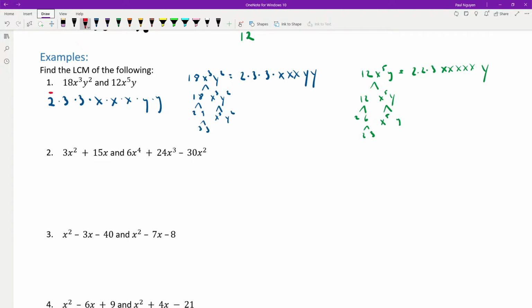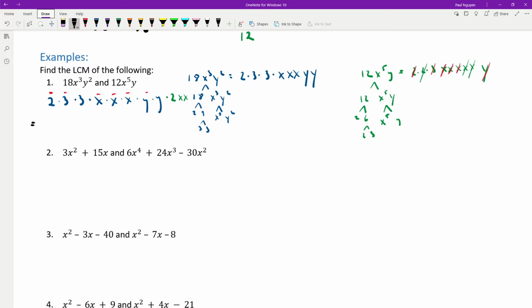Well, what have I already used? So for every one of these, I can cross out a maximum of those. In other words, here's a 2, here's a 3, here's another 3, here's an x, here's an x, here's an x, and 1 y. Those ones I get for free. And then what don't I have here? I'm missing a 2, so I need a times 2. And then I'm missing x's: this x and this x.